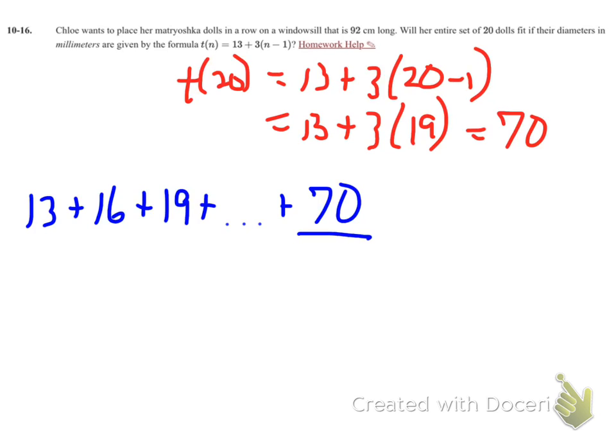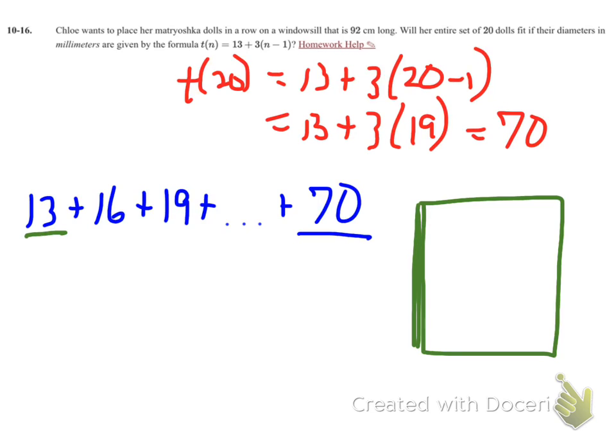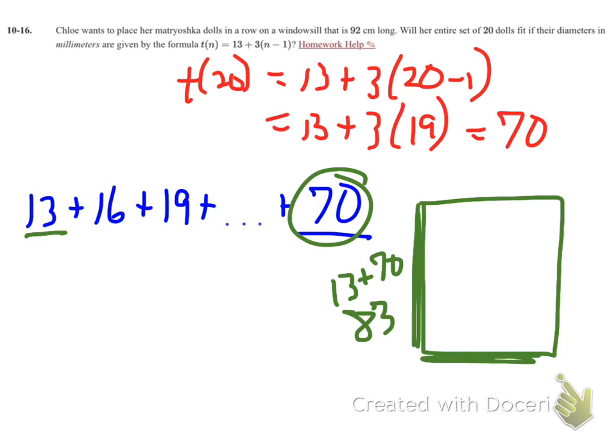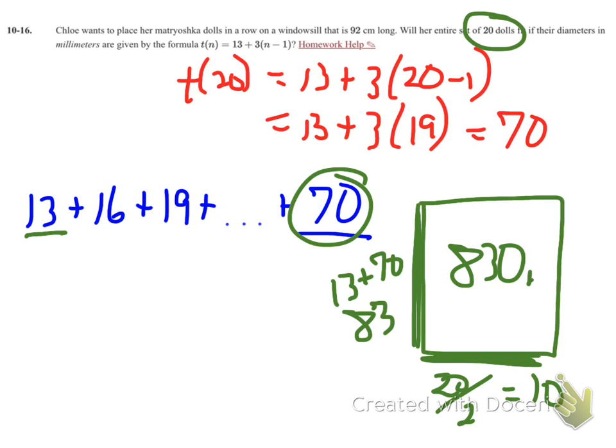So now, to figure these out, use what we learned in problem 4, I'm making a rectangle. My rectangle, this side of the rectangle is going to be my first term plus my last term, for a total side length of 83. This side is going to be my number of terms, which is 20, divided by 2. So now I have 83 times 10 for my area. That's 830 millimeters.